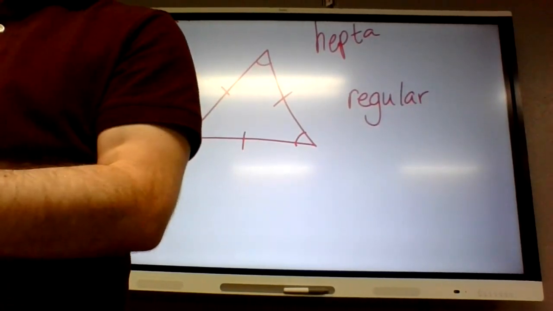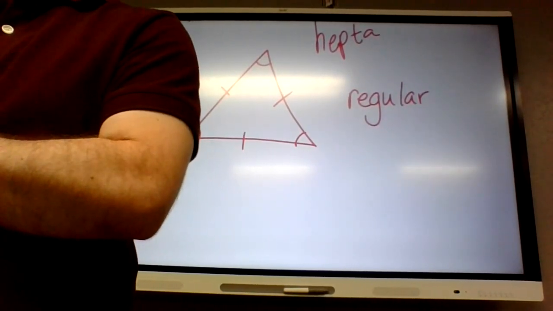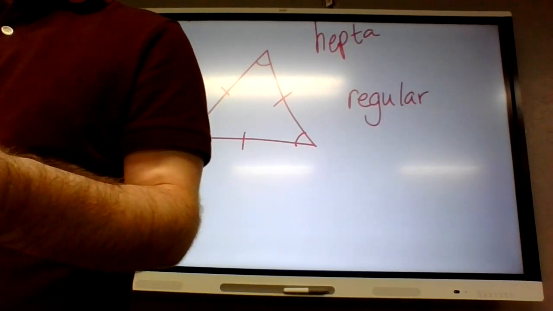What's perimeter mean? The distance around, yeah, the length around the shape.